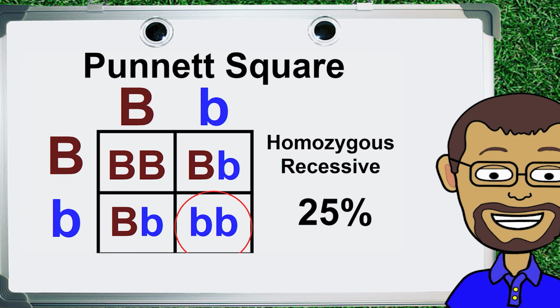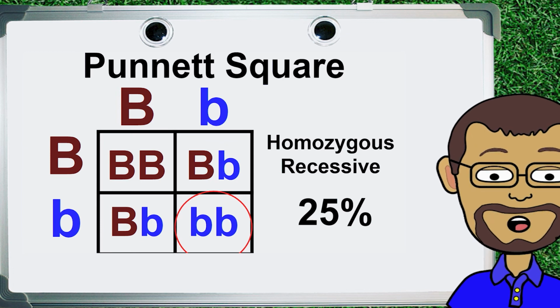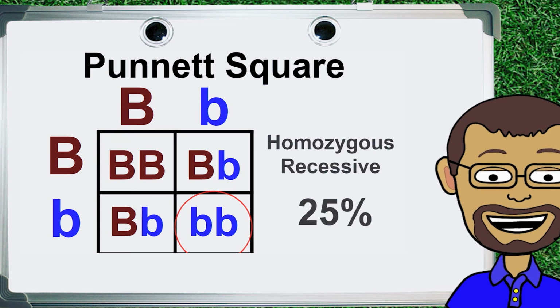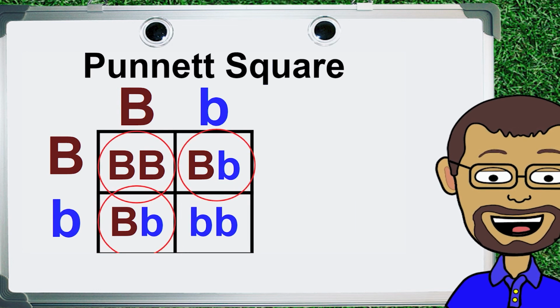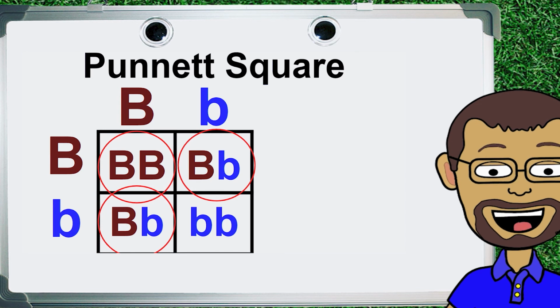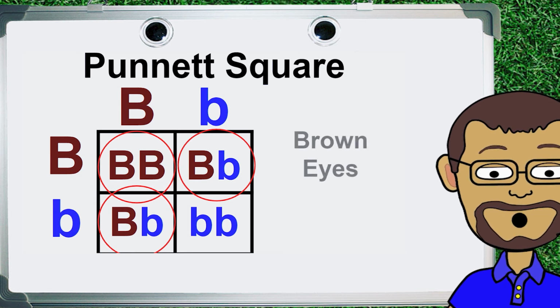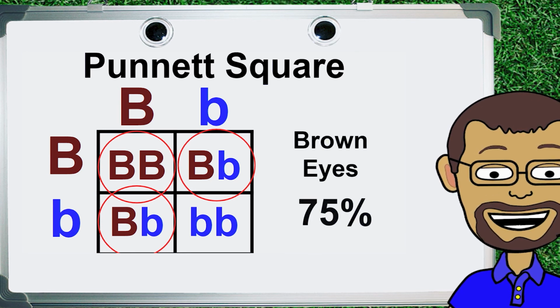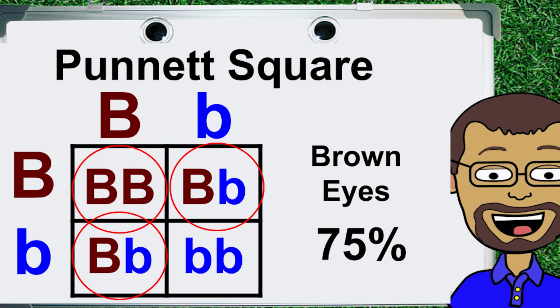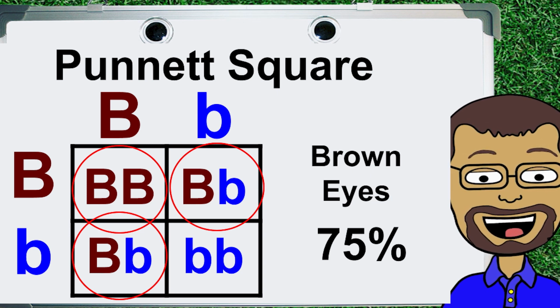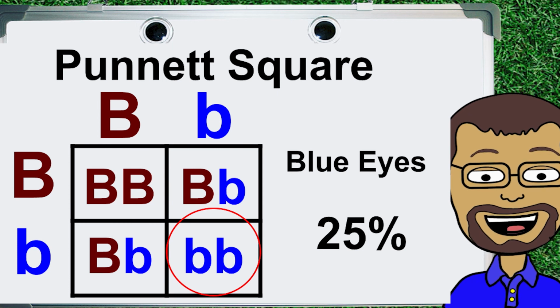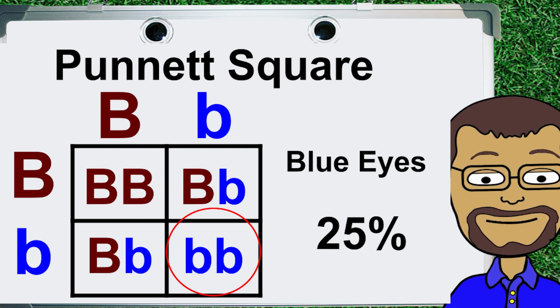Remember, whenever a dominant allele is present, it will be expressed. So since big B, big B and big B, little b both have the dominant allele for brown eyes, any offspring with those genotypes will have brown eyes. This means that there is a 75% chance their offspring will have brown eyes and a 25% chance that their offspring will have blue eyes.